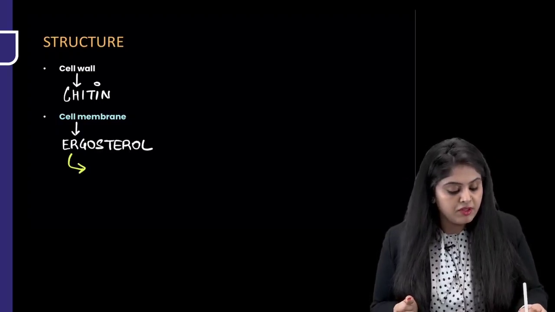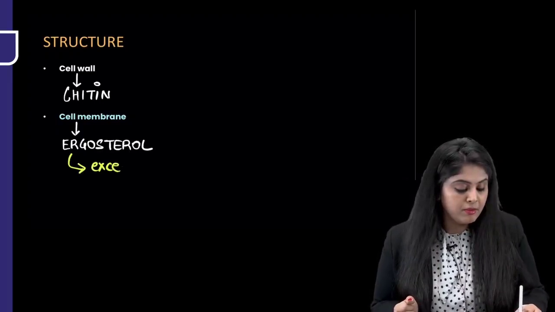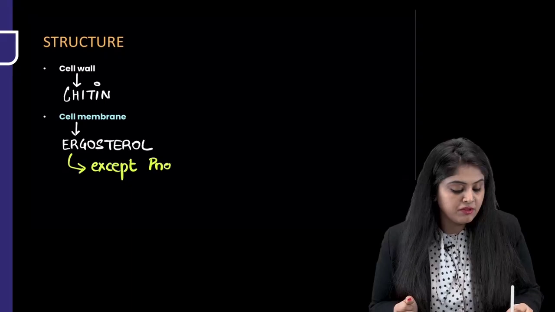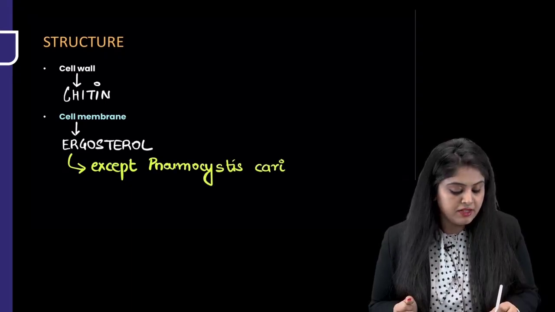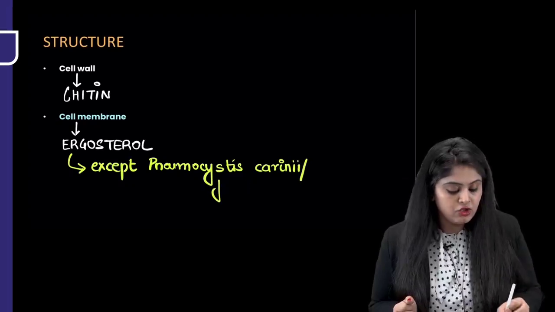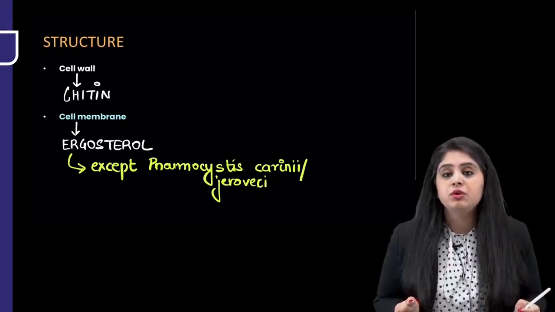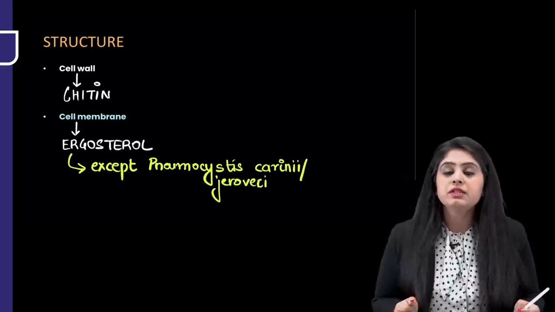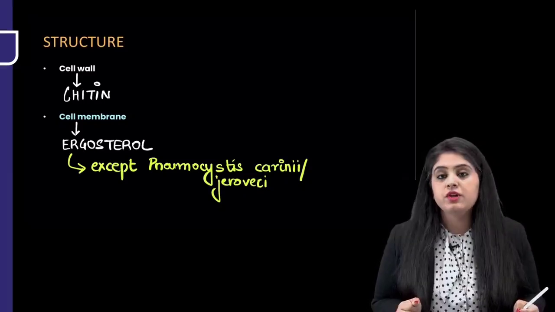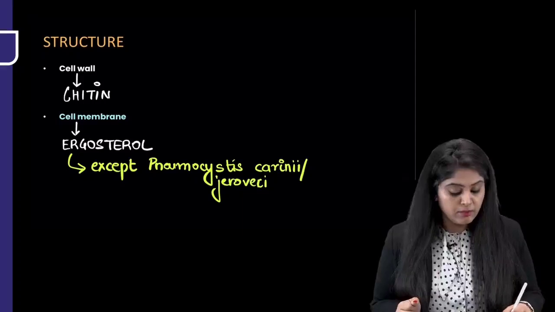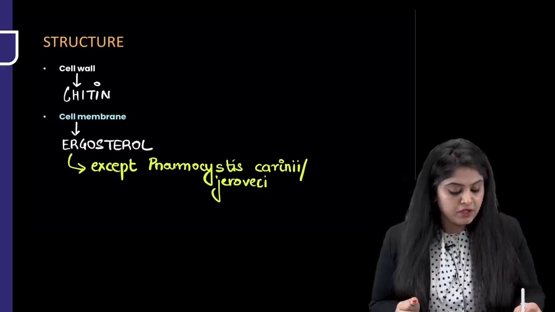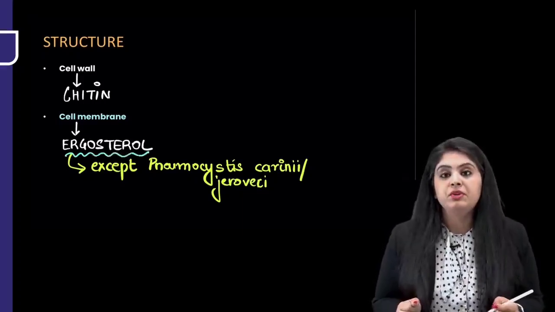Please remember, all of them are going to have ergosterol in their cell membrane except one very famous fungus which you must have heard of, and that is Pneumocystis carinii. And there's a very famous other name also that you know it by, and that is Pneumocystis jirovecii. So all of you know that this is a very common infection that you find in HIV positive patients, right? When the CD4 count goes below 200, we'll be talking about it. So this is an opportunistic infection in HIV positive individuals. And what is special about it? That it does not have ergosterol in its cell membrane.